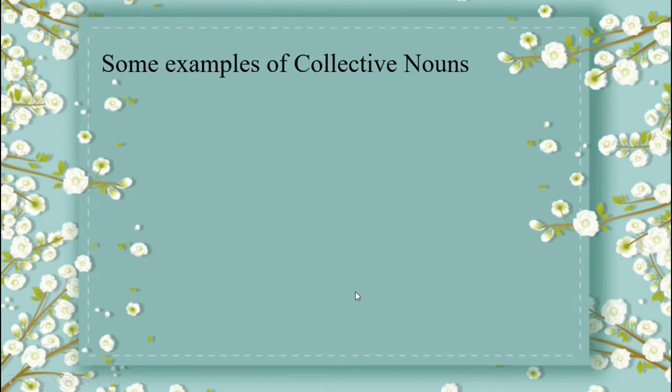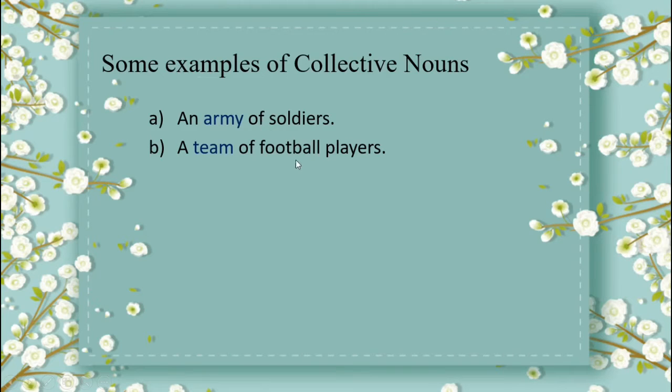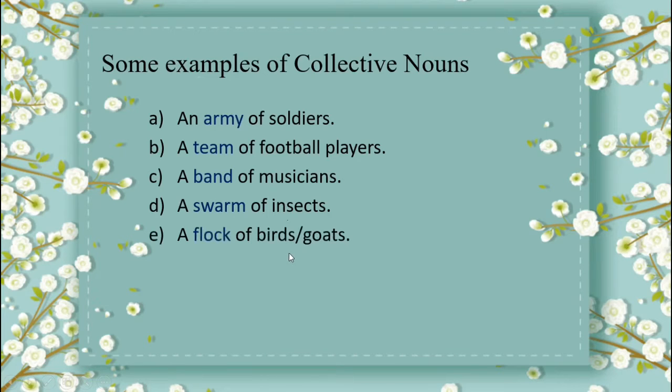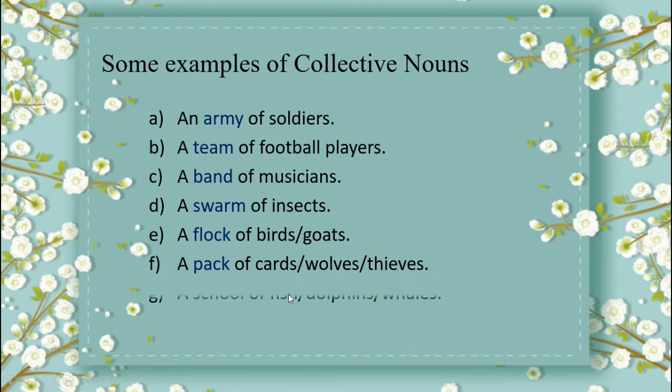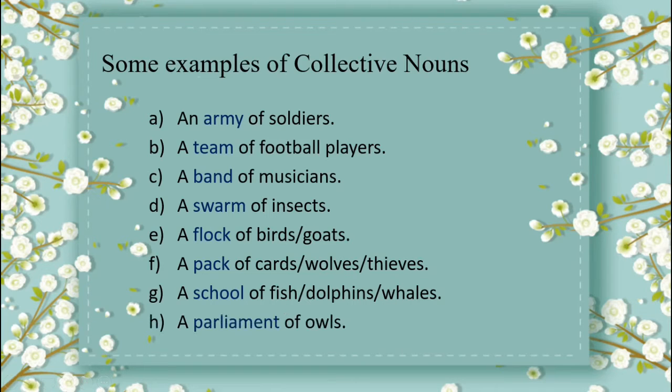Let's now go through a few examples of collective nouns. An army of soldiers, a team of football players, a band of musicians, a swarm of insects, a flock of birds or goats, a pack of cards or wolves or thieves, a school of fish or dolphins or whales, a parliament of owls.